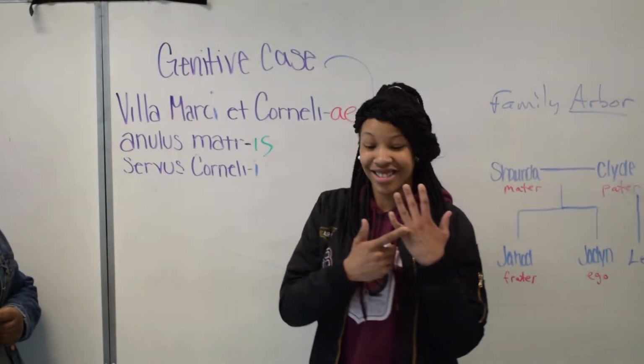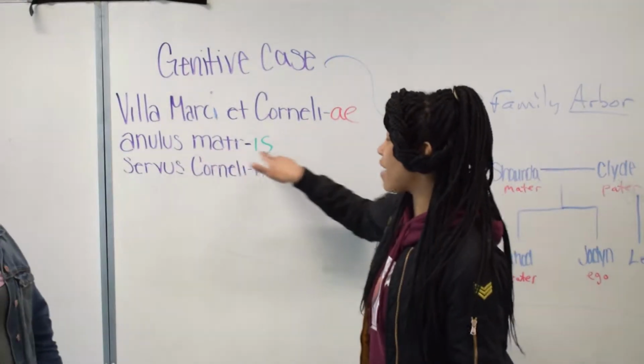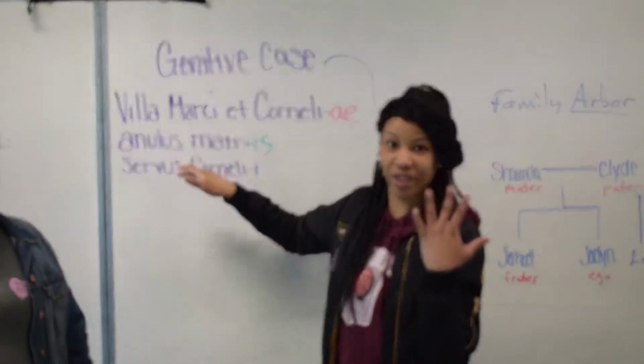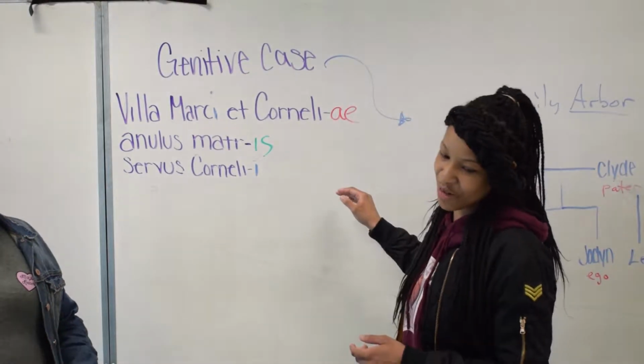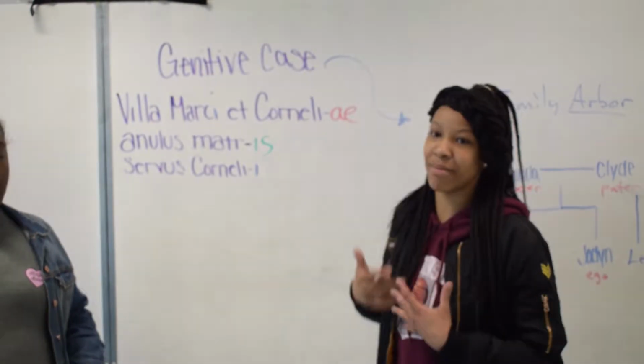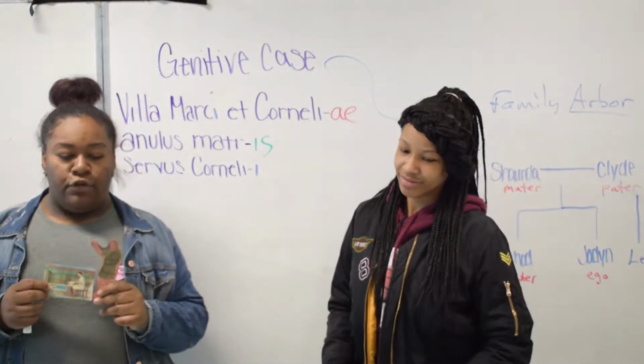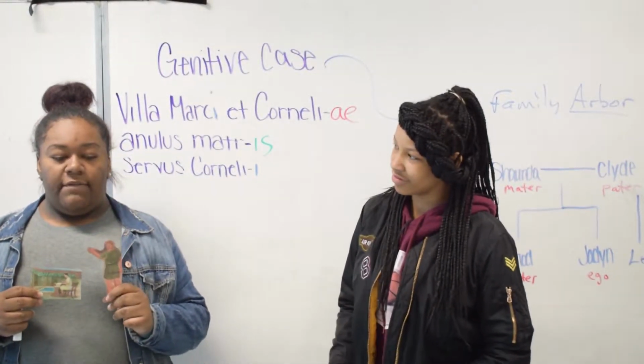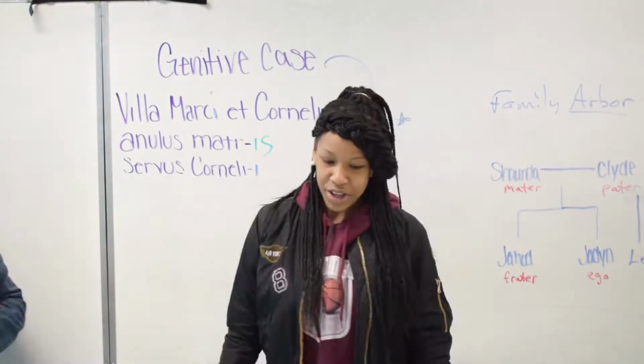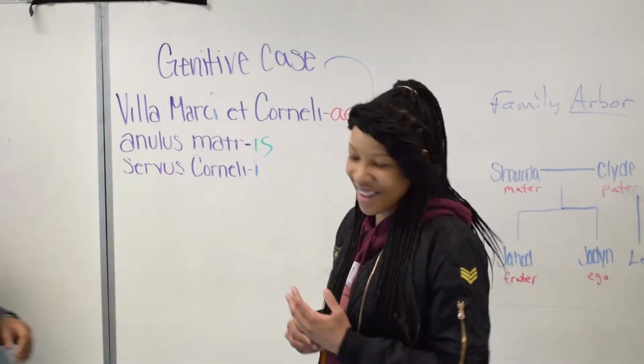Animalia matris, which means the ring of my mother, or my mother's ring. The genitive case is showing the ring belongs to my mother. Davis servus Cornelii. Davis is Cornelius's slave. You mean Cornelius owns Davis?